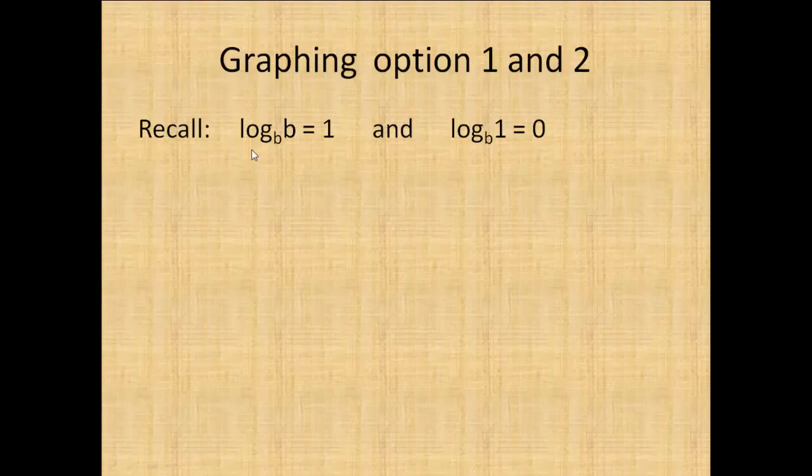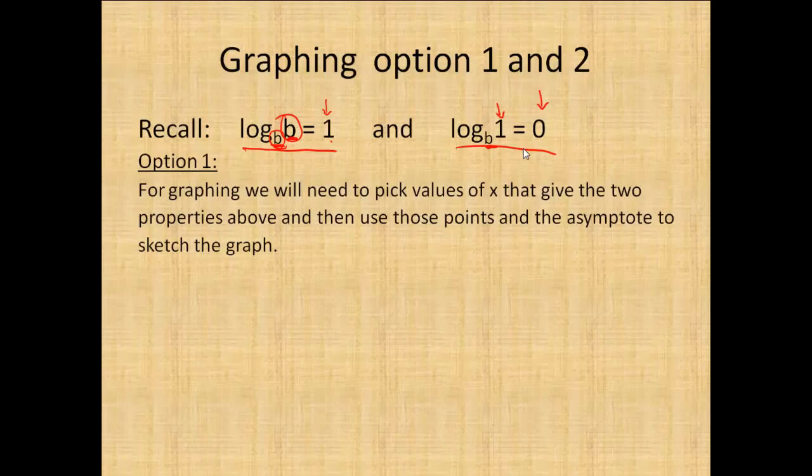Before we get into option 1, we need to think back to these two properties we had. When we have a log base b of b, that gives us a 1 no matter what. So if my base and my number here are the same, my answer would be 1. The other one is log of base b of 1 will always give me a 0. So here's option 1 for graphing. When we're graphing, we need to pick values of x that will give these two properties right up here.